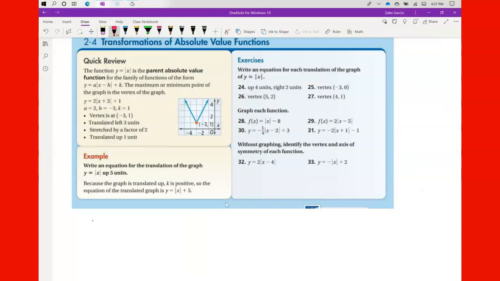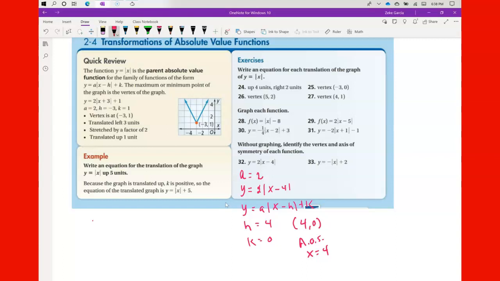Without graphing, identify the vertex and the axis of symmetry of each function. Well, we know that a is 2, so there's a vertical stretch. So we have y equals 2 times the absolute value of x minus 4, which is the same thing as y equals a times the absolute value of x minus h plus k. So h is 4, k is 0. So the vertex is 4, 0. The axis of symmetry is x equals 4.